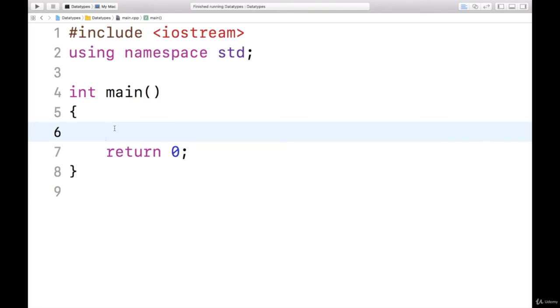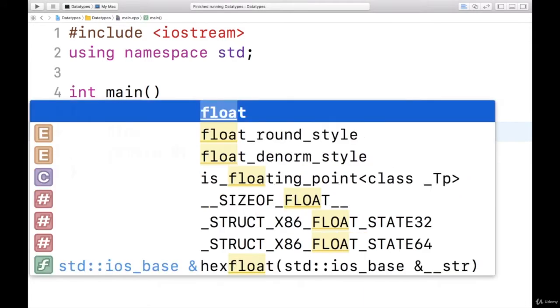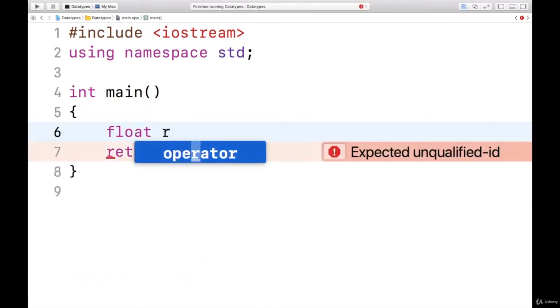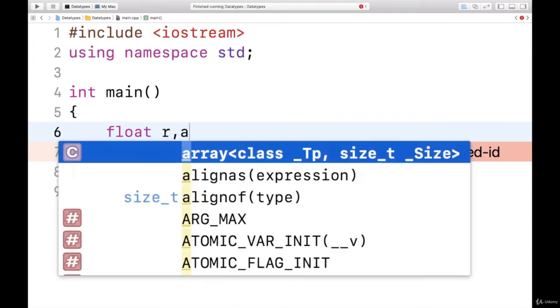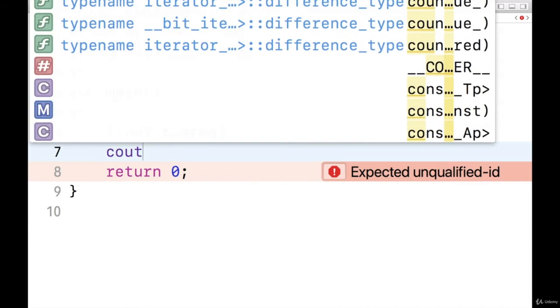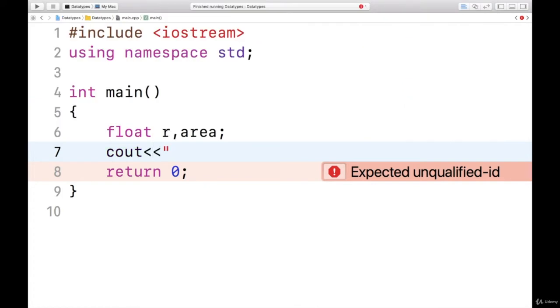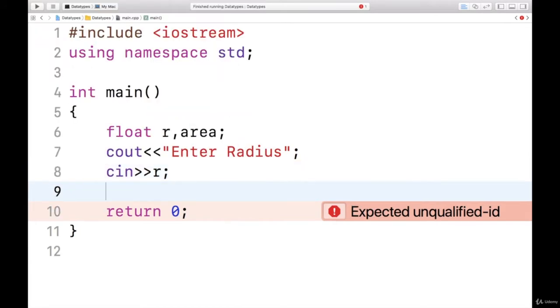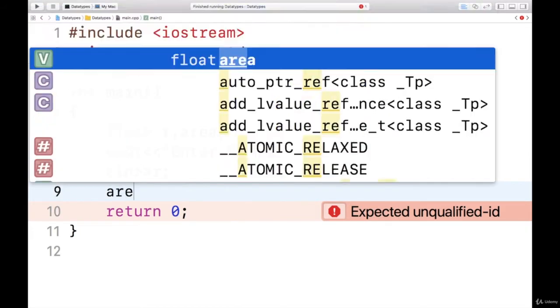Let us write a program for finding the area of a circle. For that I will take float variables, that is radius of a circle and area of a circle. Then let us take input: cout "Enter radius", then cin, read radius r, then find out area.